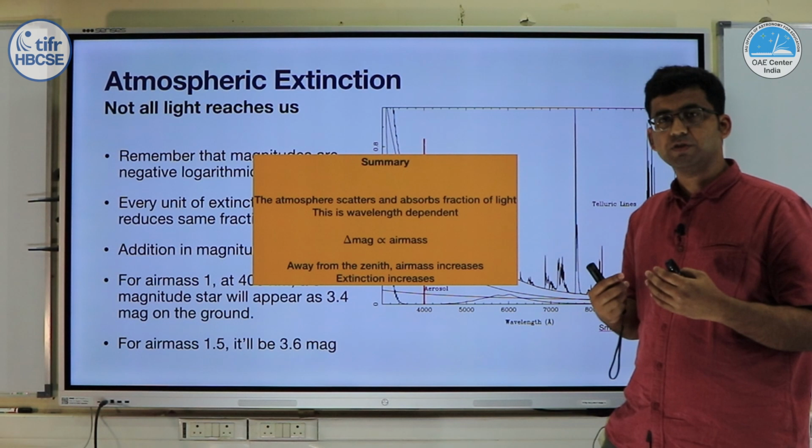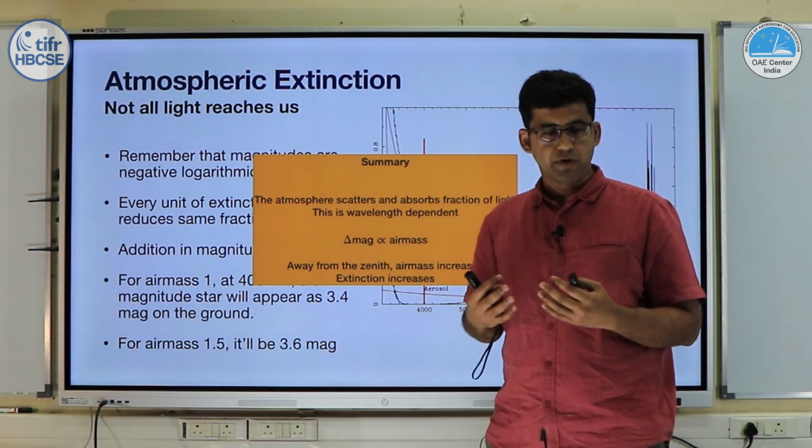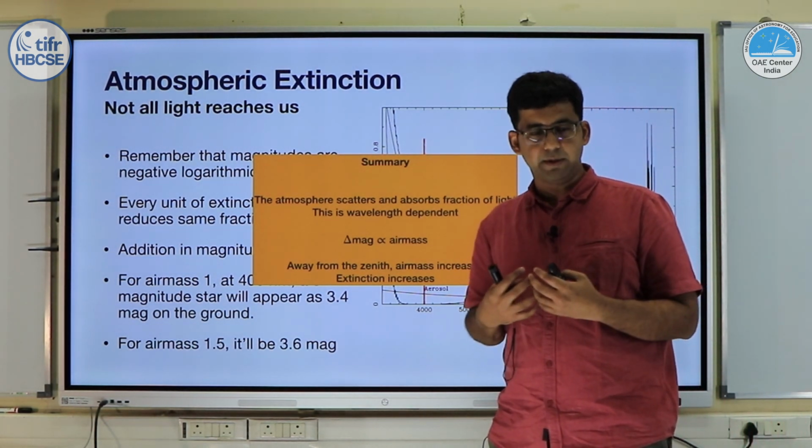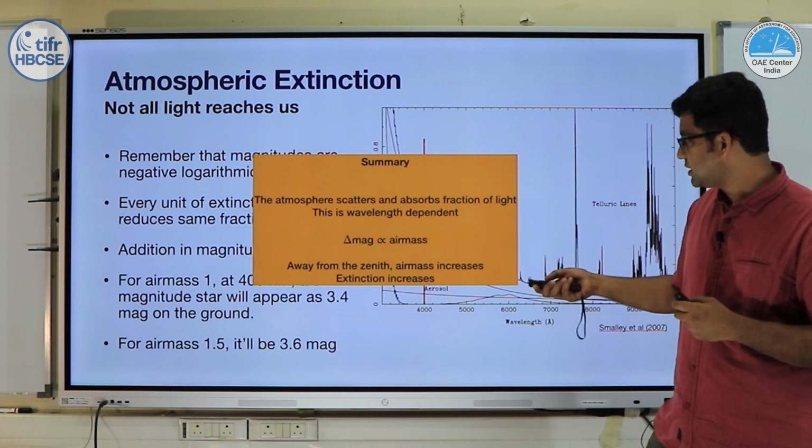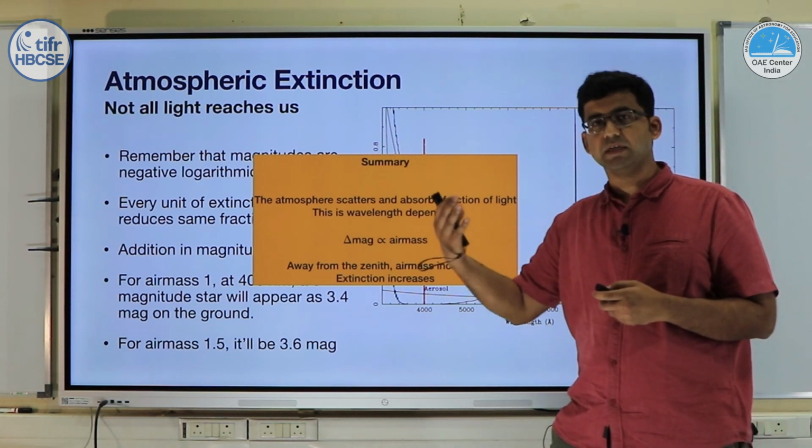So, in summary, the atmosphere absorbs and scatters a fair bit of light, and this is extremely wavelength dependent. The delta magnitude which you get is proportional to the air mass, and if you go away from the zenith, the air mass increases, and so extinction will increase.